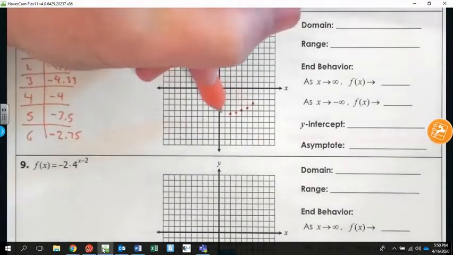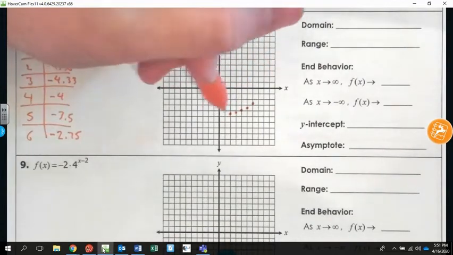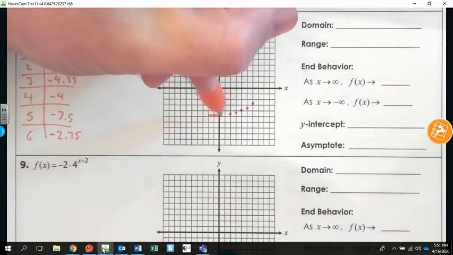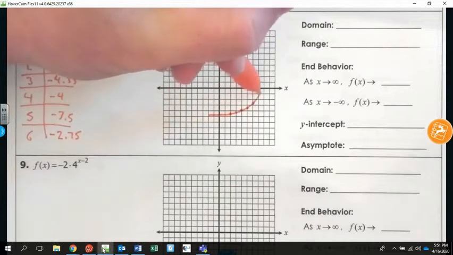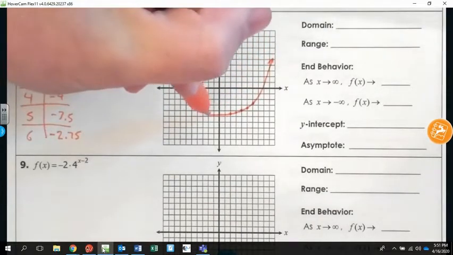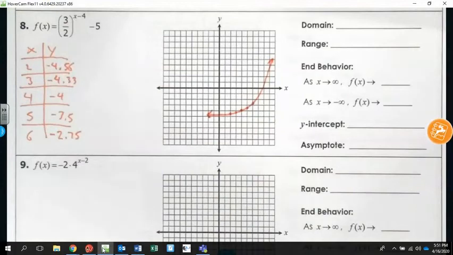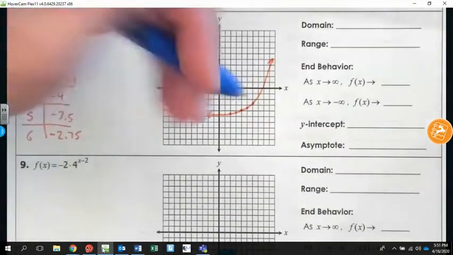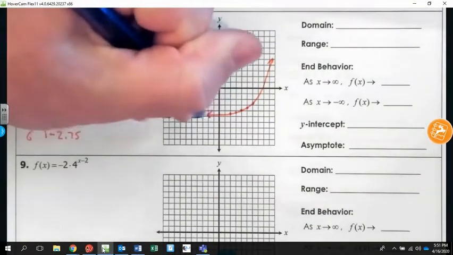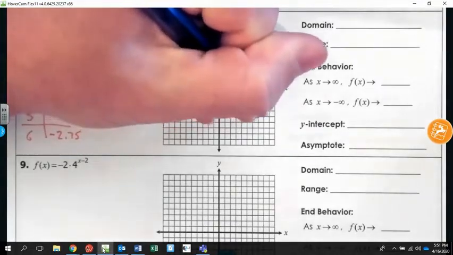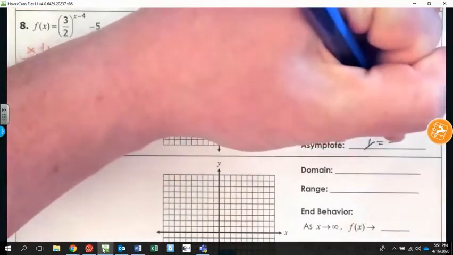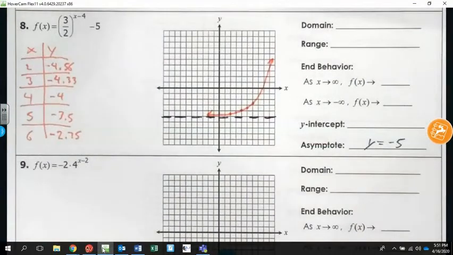We can barely see this curve, but it is curving nonetheless. Negative 5 is going to be our asymptote, so we want to make sure that we approach the line but never cross over it. And just kind of do a little quick sketch. The asymptote comes from this number right here, negative 5. So I'm going to go ahead and put it in there and label it y equals negative 5.